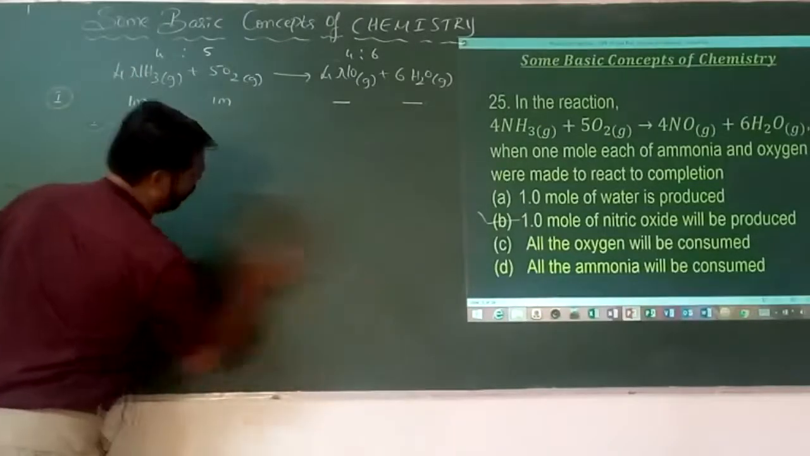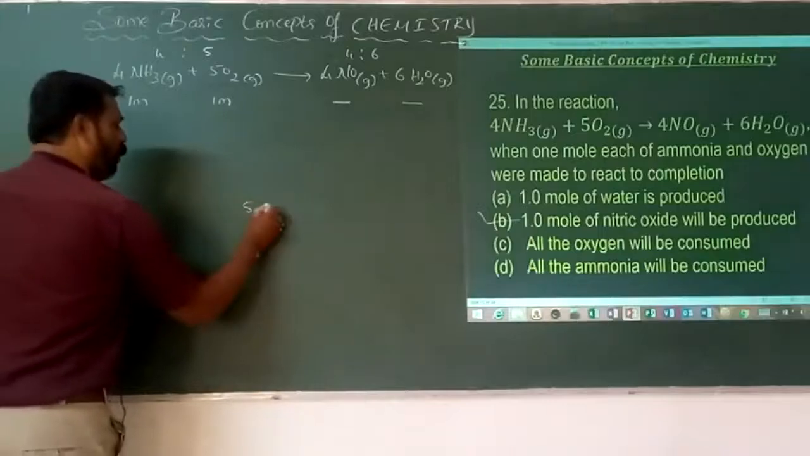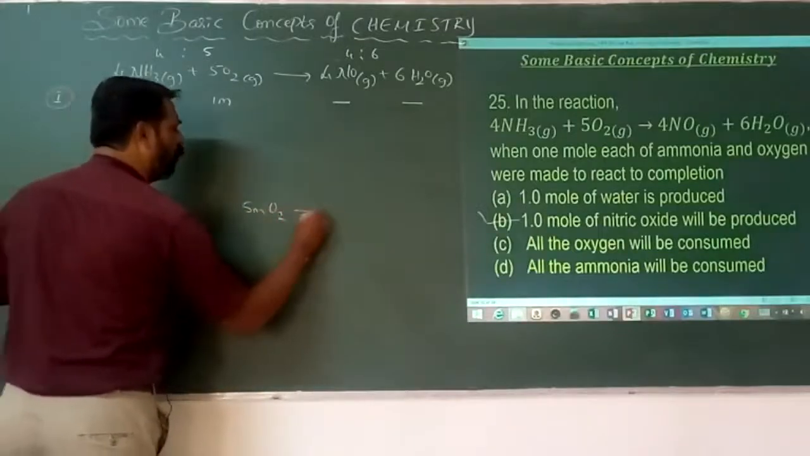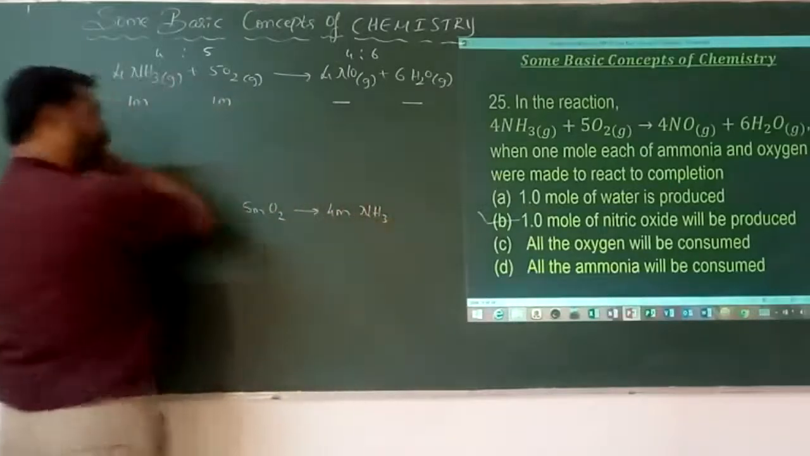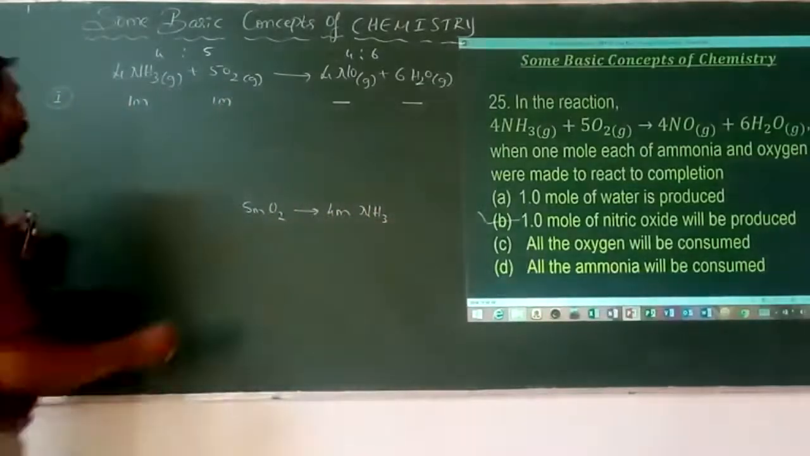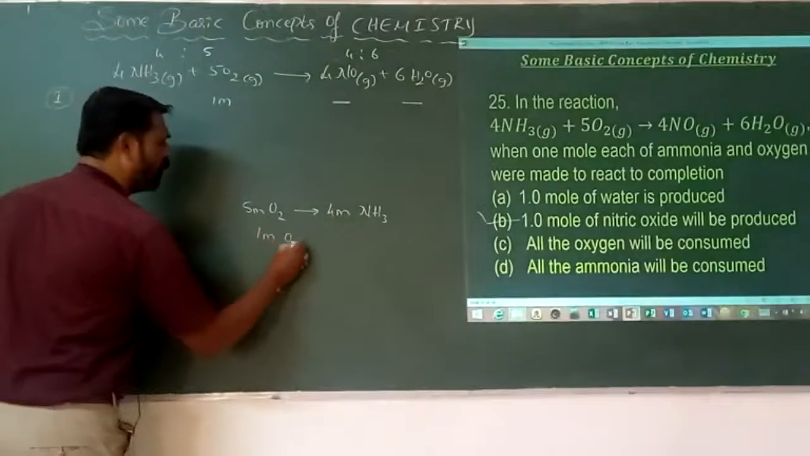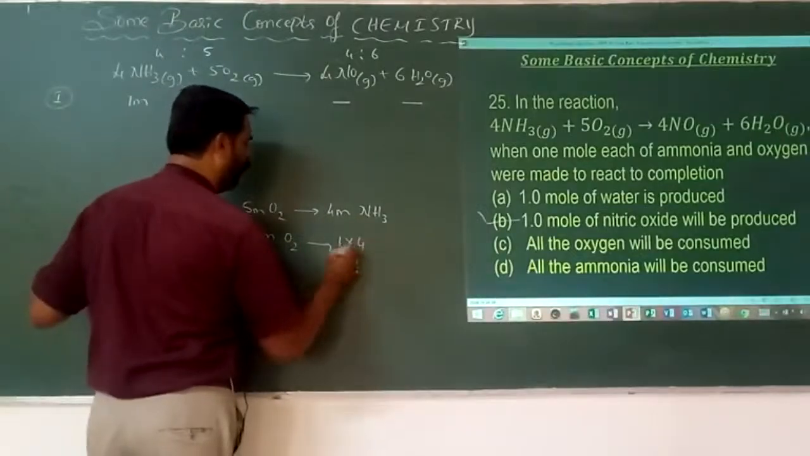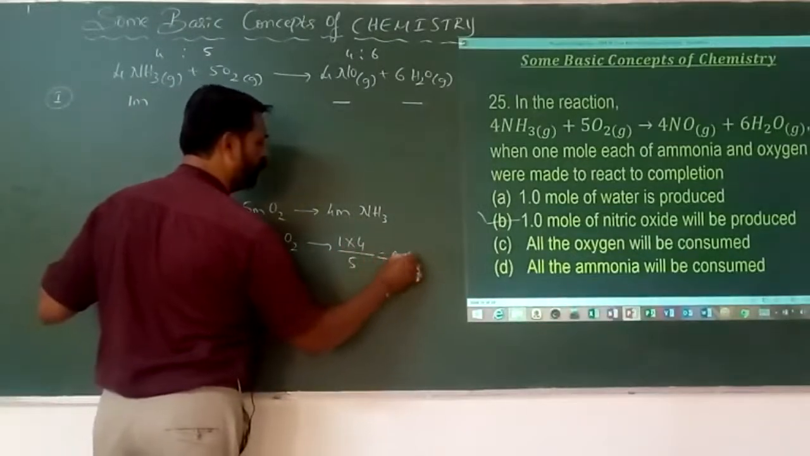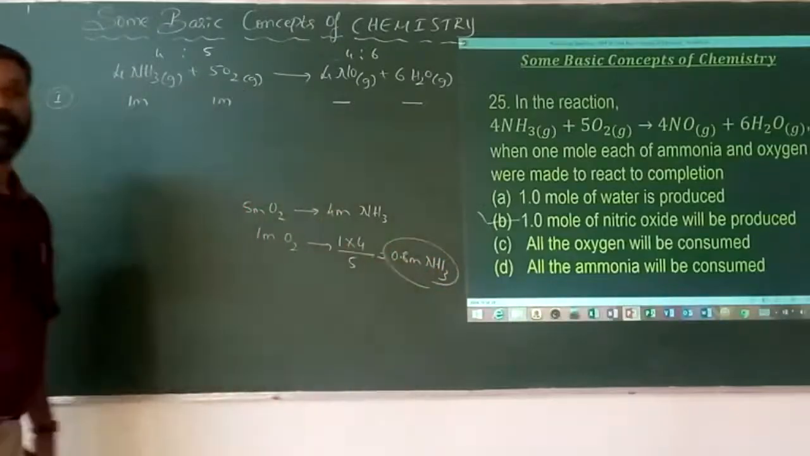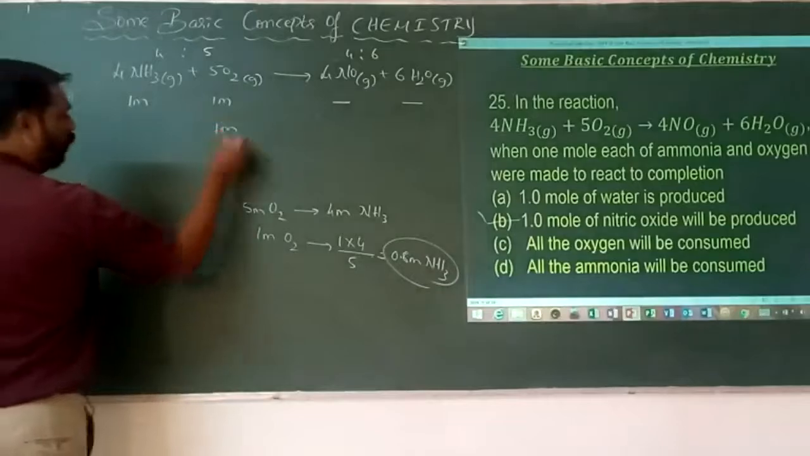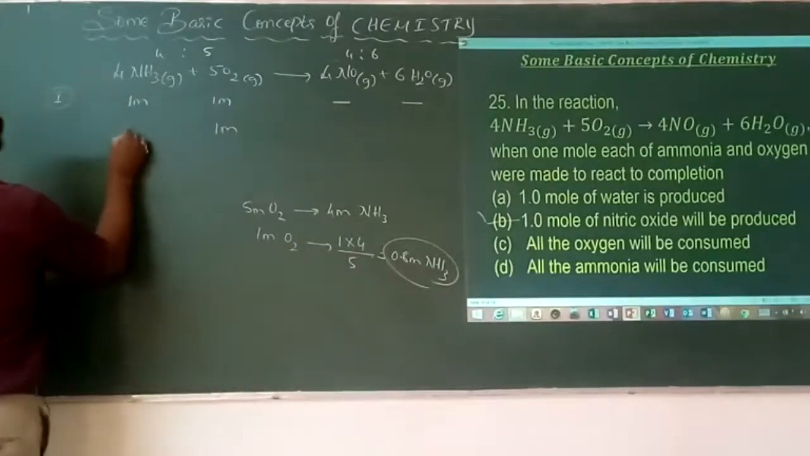Let's have the reverse of that. 5 moles of oxygen is equivalent to 4 moles of ammonia. This is another standard, just the reverse of that. Therefore, 1 mole of oxygen refers to how much? 1 into 4 divided by 5, that's equal to 0.8 mole of ammonia. Means, if I use 1 mole of oxygen, how much ammonia has to react?